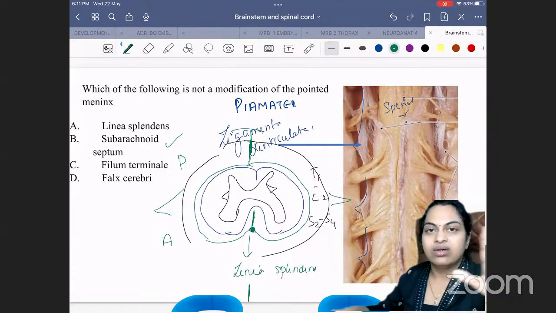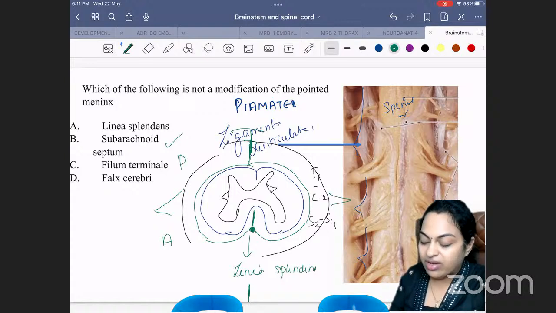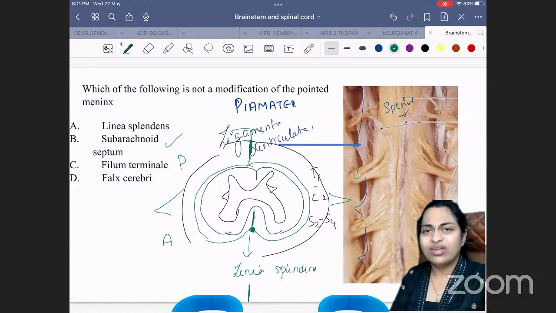And another spotter that they can keep in the spinal cord is this one. What is this?